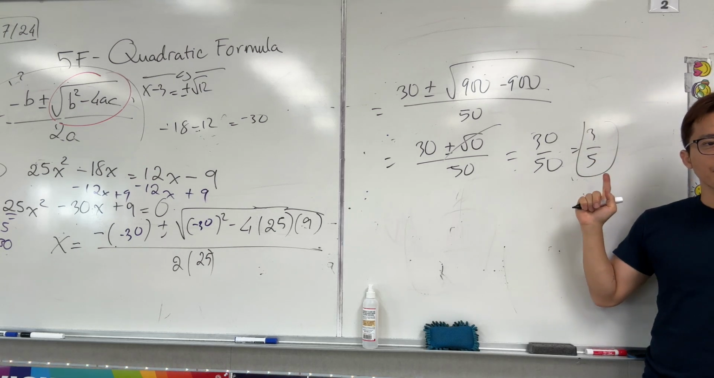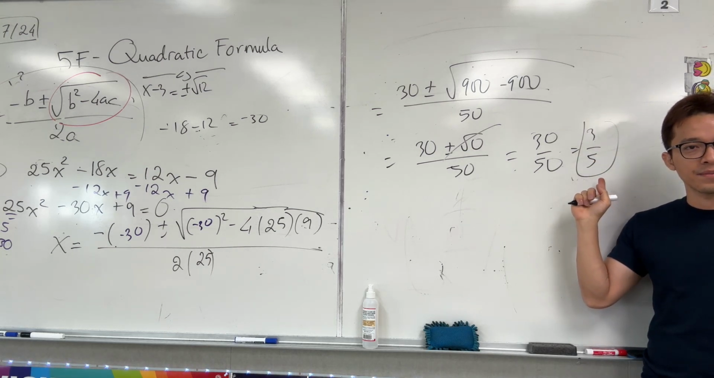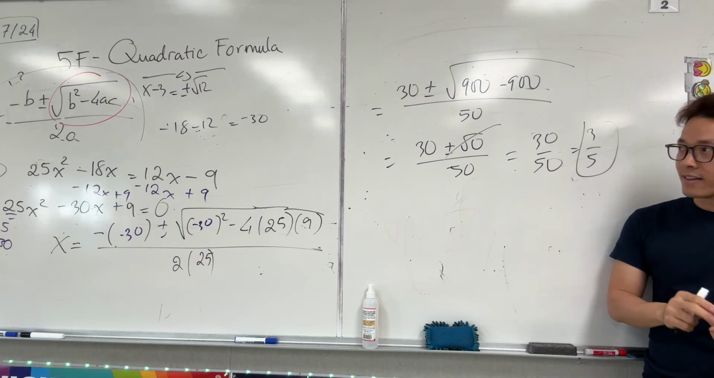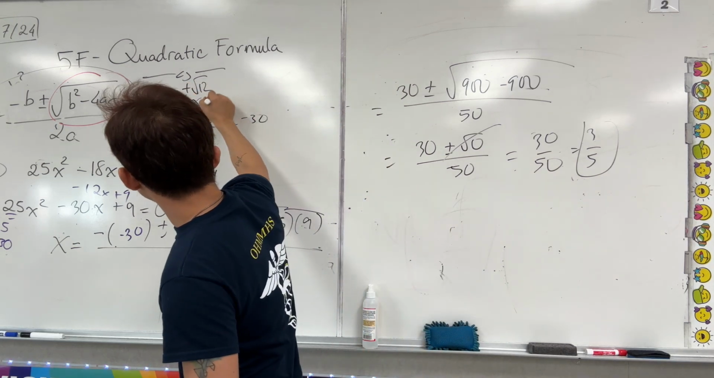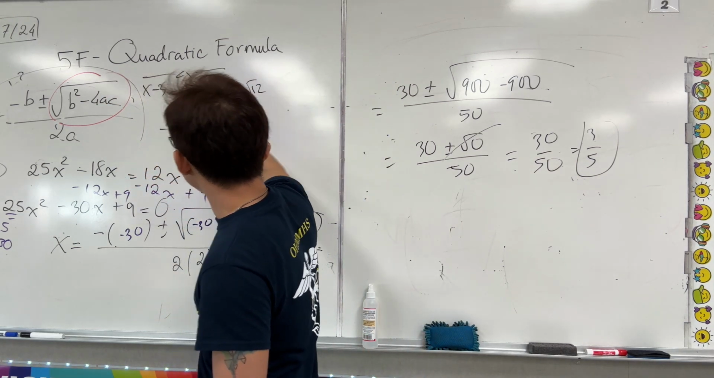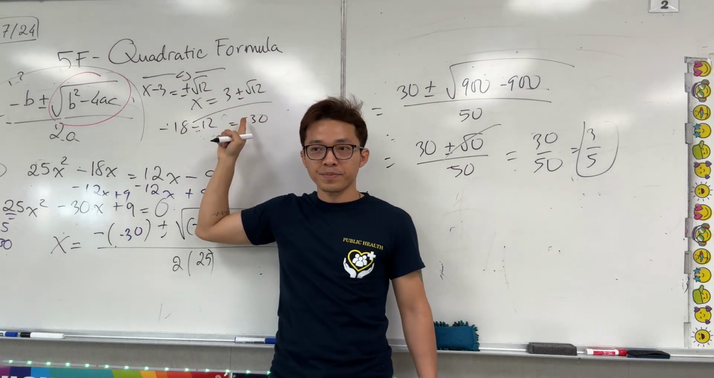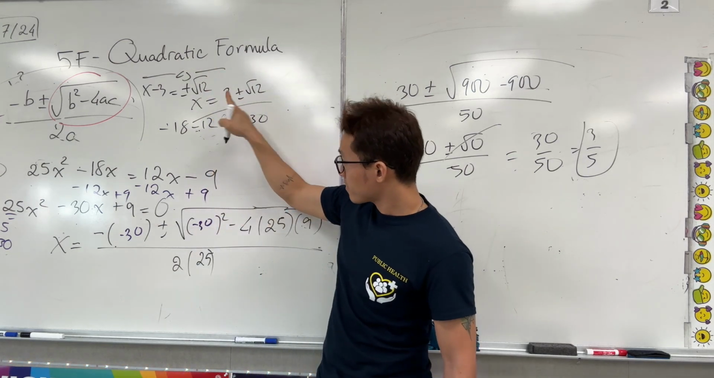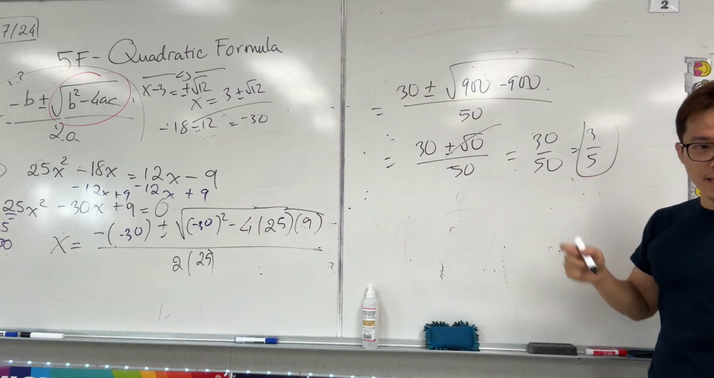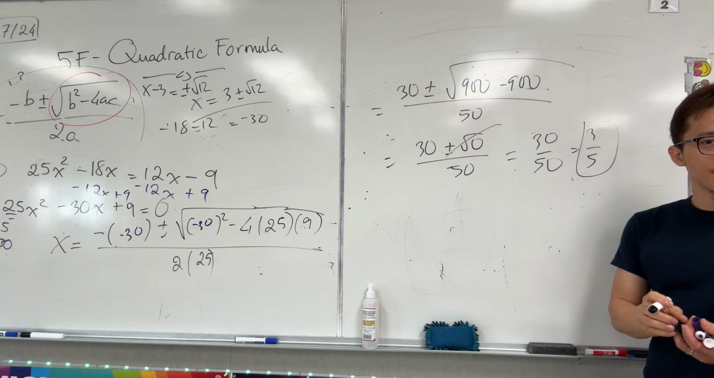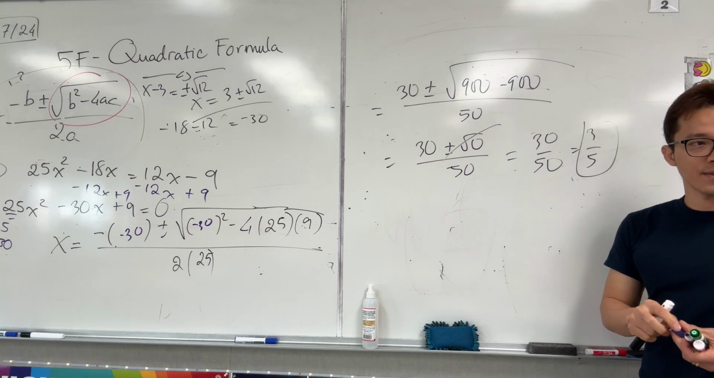Let me ask you this. How many solutions is here? How many solutions you did with the other one we did? So 3 plus minus square root of 12, for example. How many total solutions? 2. 3 plus square root of 12 and 3 minus square root of 12. How many solutions is this? Only one. Only one. Okay.